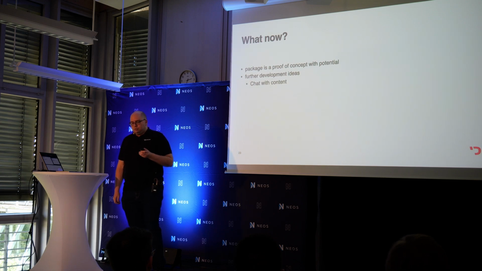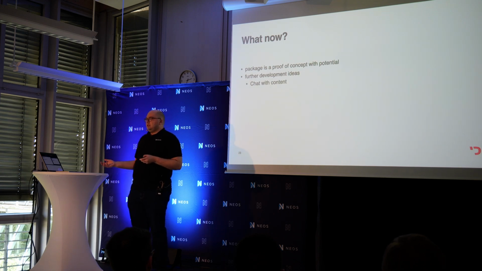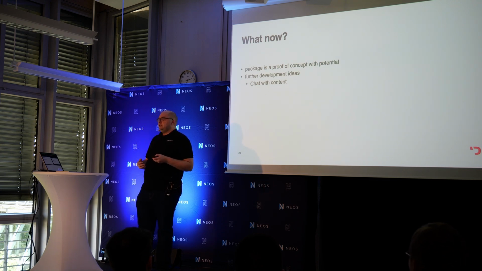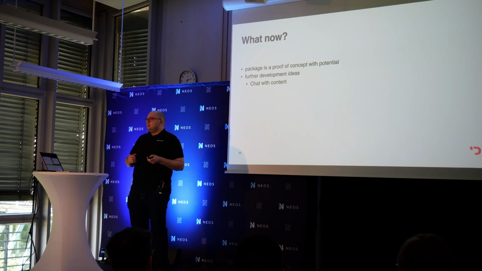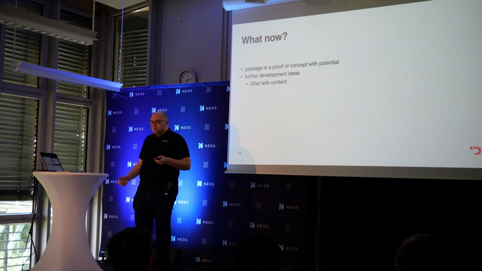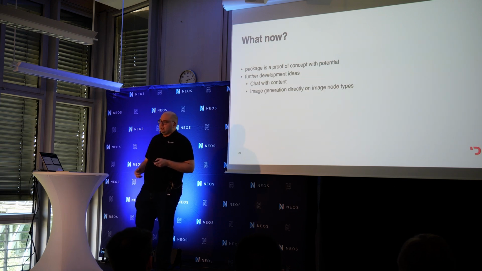One of them would be something like chat with my content. At the moment, I generate a full page and that's it. But I want to have some kind of interaction option with single nodes, text nodes, headlines, or images. And for images, there also would be a great option to generate single images on the image node type directly.